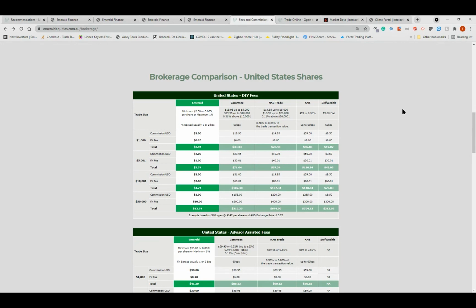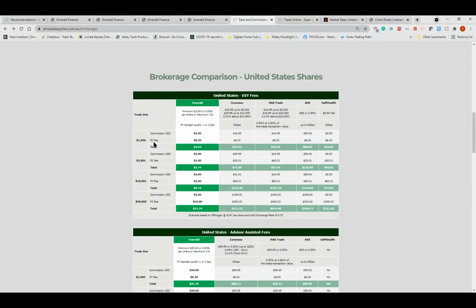Now understand, US shares, a lot of your mid and large caps are over $100. I think Tesla hit over 1,000 the other day, right? So you generally speaking aren't going to be doing thousands of shares or anything like that, and that's why they charge in that way. Now, this example on this fee structure is based on JP Morgan at $147 per share, and at the time the exchange rate was 0.73.